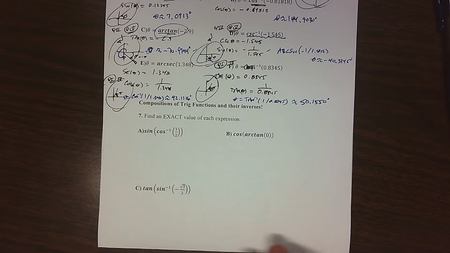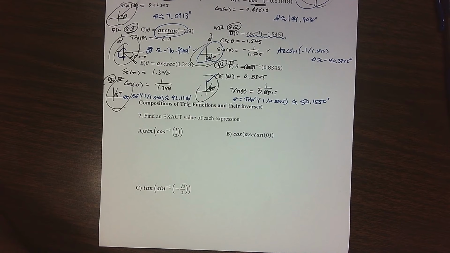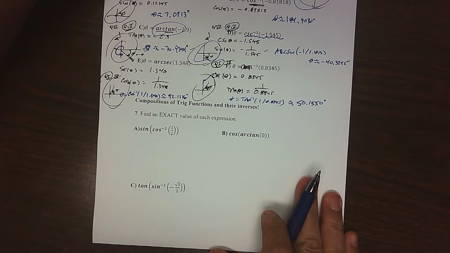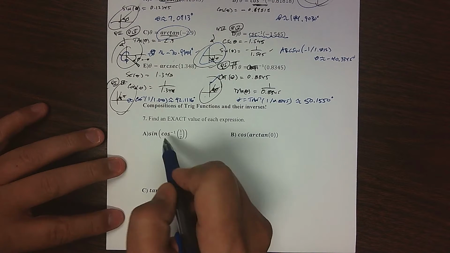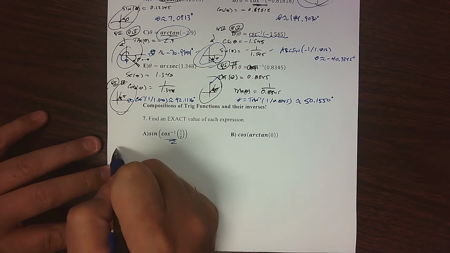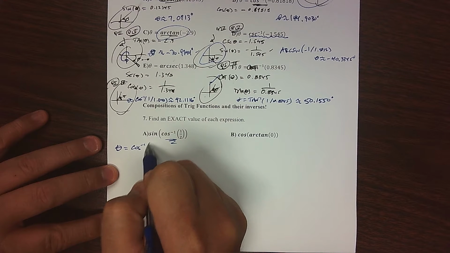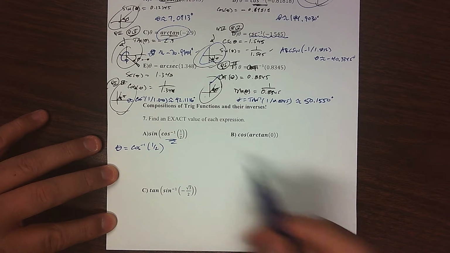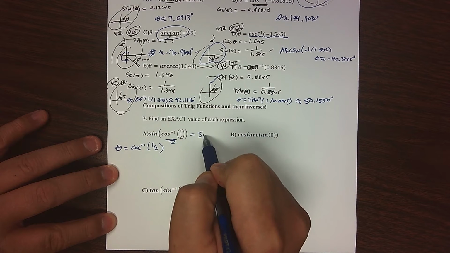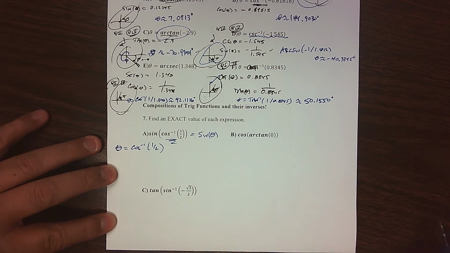Alright, so to do the next round of problems on this next part, we have to be very aware of the fact that the inverse cosine, the inverse arctangent, the inverse sine, they represent angles. So to break this down, what we're looking at, this part right here, how about we just call it theta? Theta is the inverse cosine of 1/2. And so with that, we are basically trying to figure out what the sine of theta is.